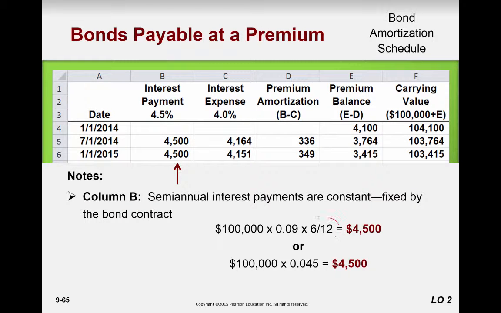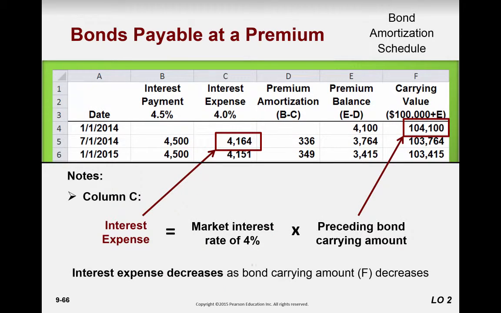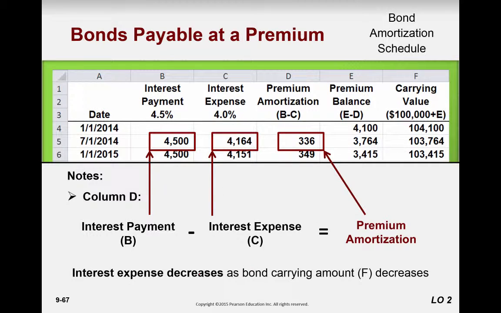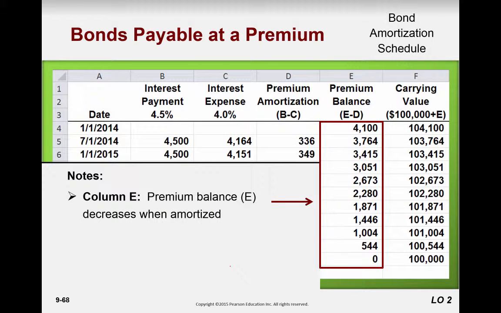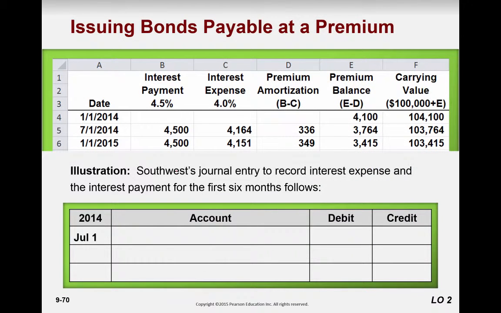So again, now we're just calculating 6/12, and we are getting 4,500. And here we're taking our interest expense of the 4%, and we're multiplying it by the 104.1 to get our premium amortization. Our interest payment minus our interest expense gives us our premium amortization. Note, we are back to 0 at our premium balance, and then the 104 was issued and the 100,000 at maturity. And once our premium becomes 0, we're good.